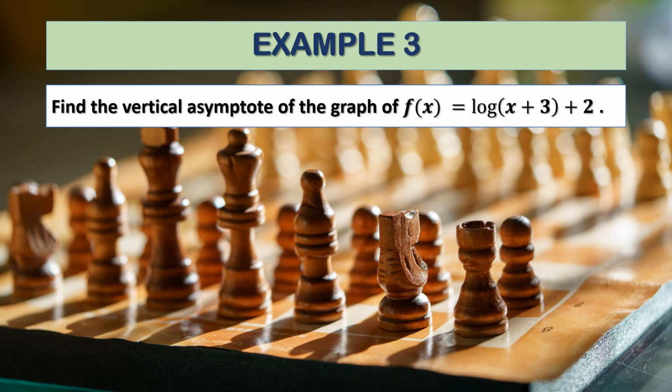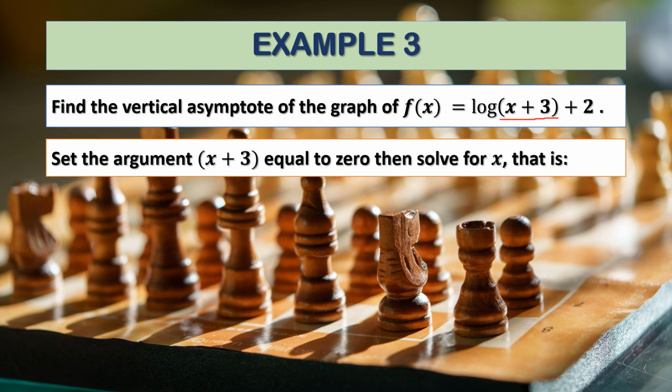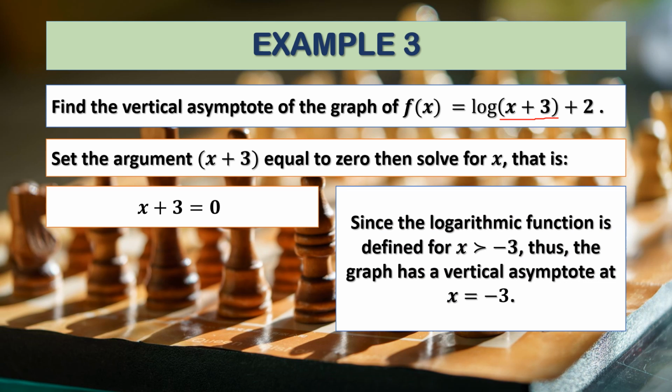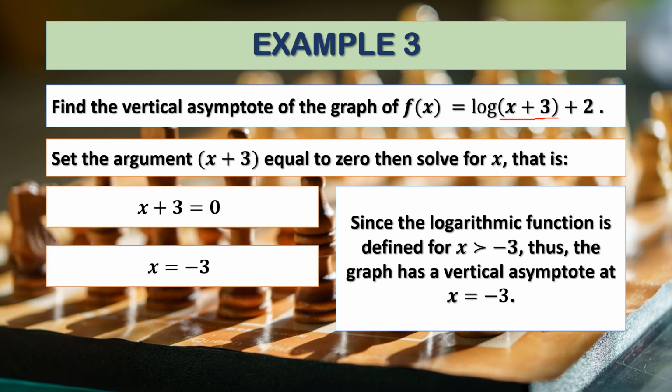So let's have the last example. Example 3. Find the vertical asymptote of the graph of the function f of x is equal to the log of x plus 3 plus 2. We are going to use only this part, just the inside of the parenthesis. So we are going to set the argument x plus 3 equal to 0, then solve for x. Therefore, x is equal to negative 3. Since the logarithmic function is defined for x greater than negative 3, the graph has a vertical asymptote at x is equal to negative 3. So that is the vertical asymptote of the function.